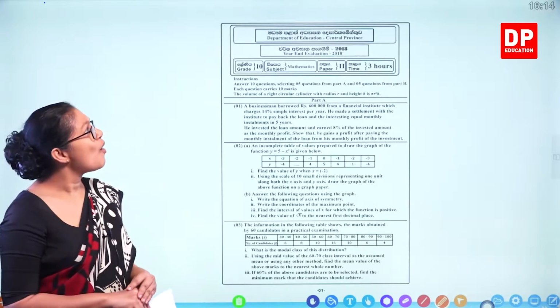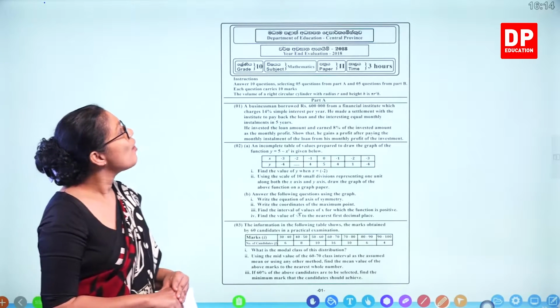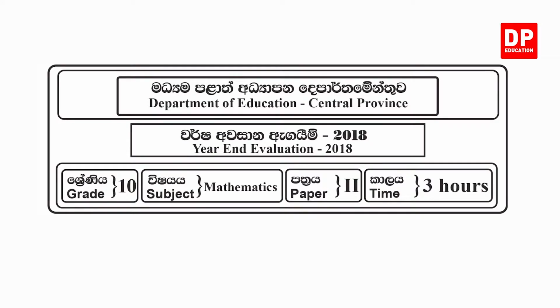Hello students, now we'll do paper 2, end of year evaluation, Department of Education, Central Province, grade 10 paper. So this is a 3 hours paper, you get 2 parts, you already know about that.